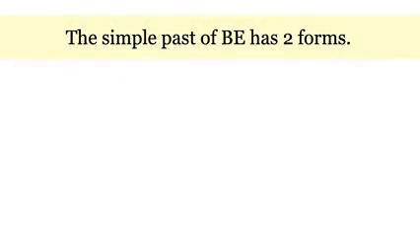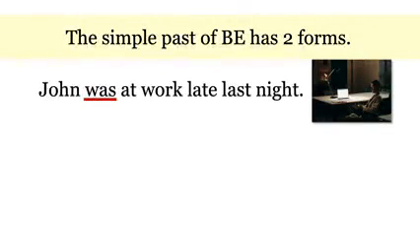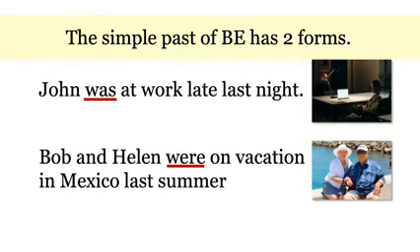Now you know from this lesson that the simple past of be has two forms. John was at work late last night. Bob and Helen were on vacation in Mexico last summer.